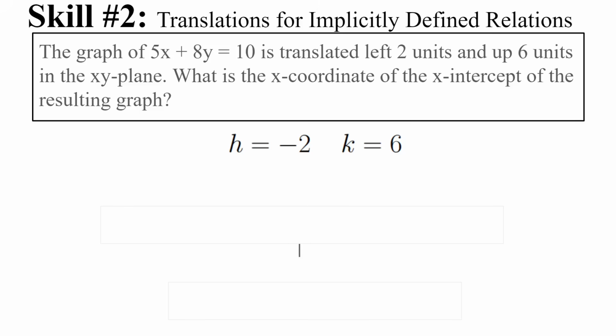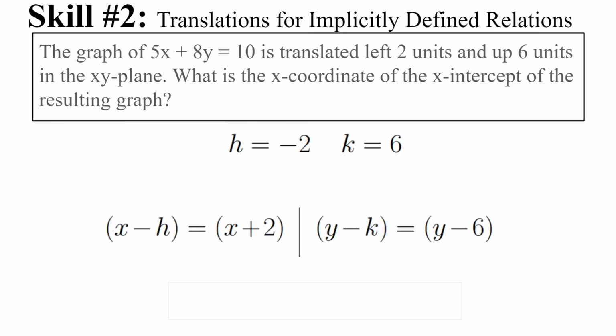Then we're going to replace all the x's. First, we're going to find x minus h. So x minus h is x minus -2, so that's x plus 2. And then y minus k is y minus 6. So that's just y minus 6.